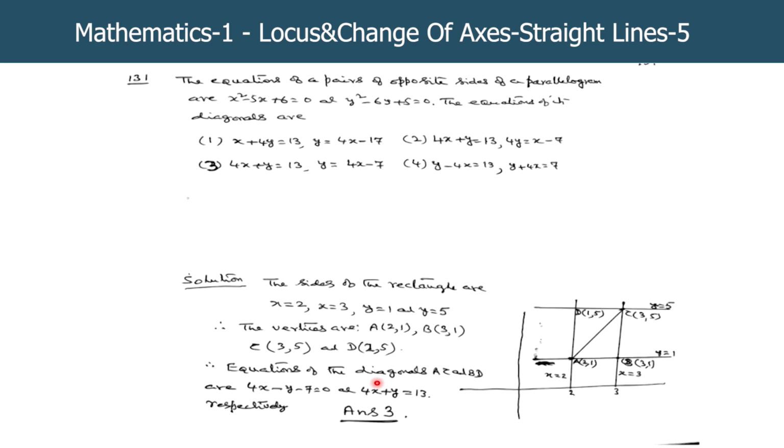So equation of the diagonals AC and BD are 4x minus y is equal to 7 and 4x plus y is equal to 13 respectively. So the equation of its diagonals. So the correct option is option number 3: 4x plus y is equal to 13 and 4x minus y minus 7 equal to 0.